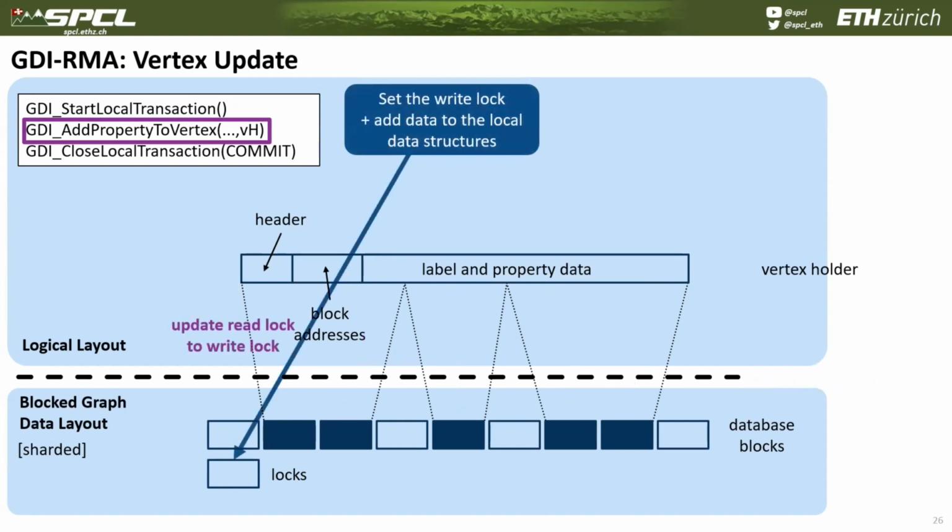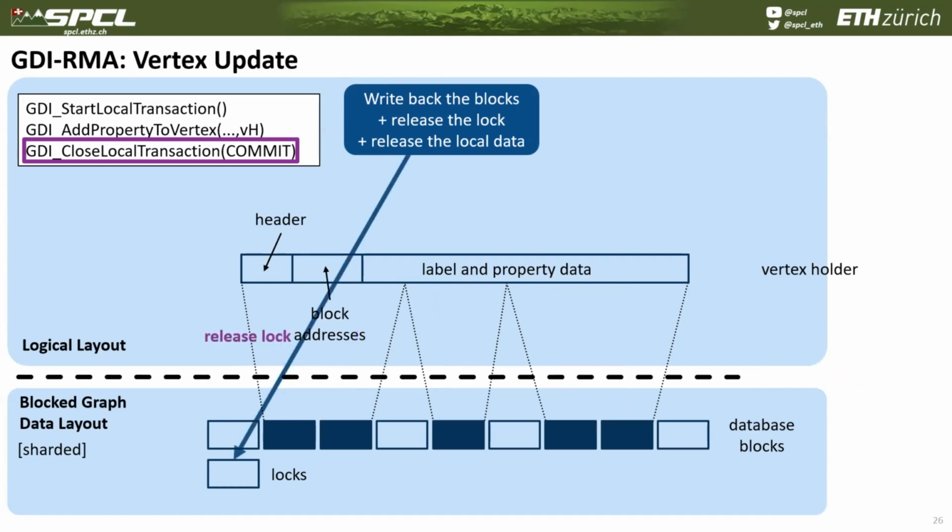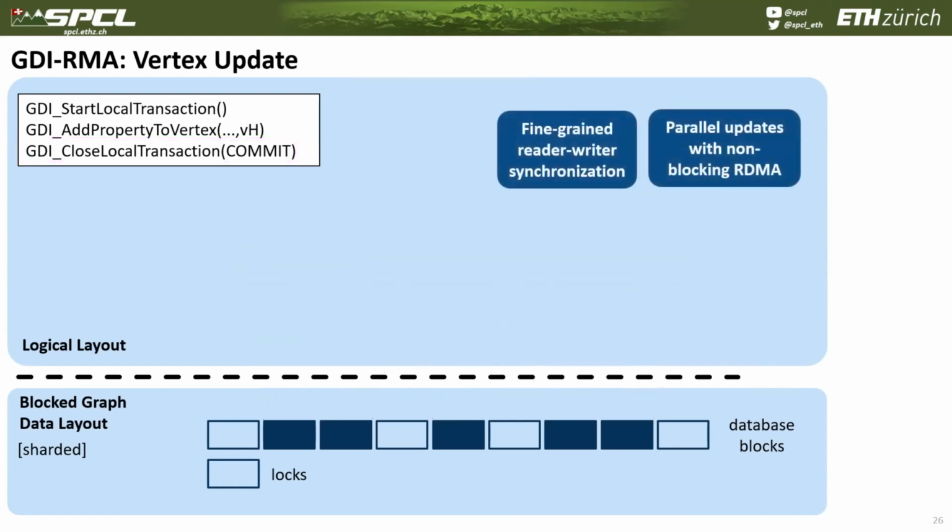And then we actually want to do the modification to the vertex data. So at this point, we need to set the write log, and after that, we can add this new property locally. After that, we want to commit this into the global state to finalize the transaction. So we do it with concurrent RDMA puts, and we finalize by releasing the log and releasing the local data structures. There are some of the decisions we took here in our RDMA design, again, to maximize performance, for example, fine-grained reader-writer synchronization and parallel updates with non-blocking RDMA puts and gets.